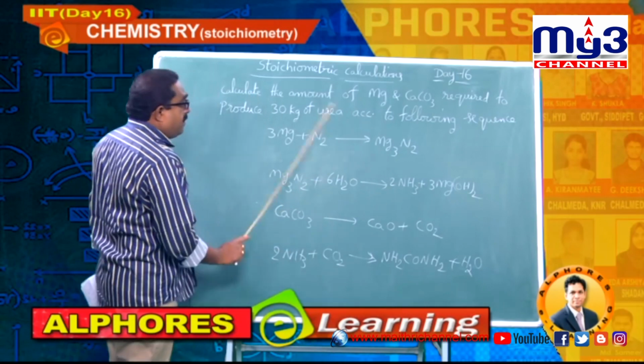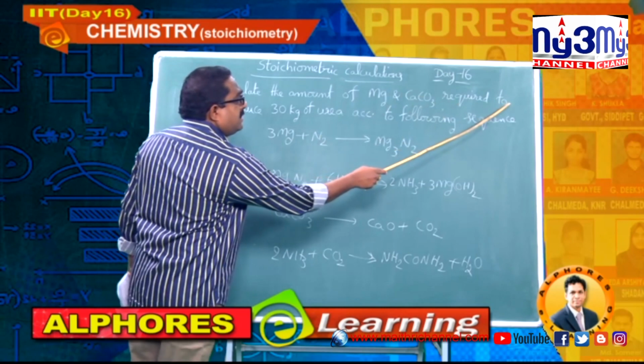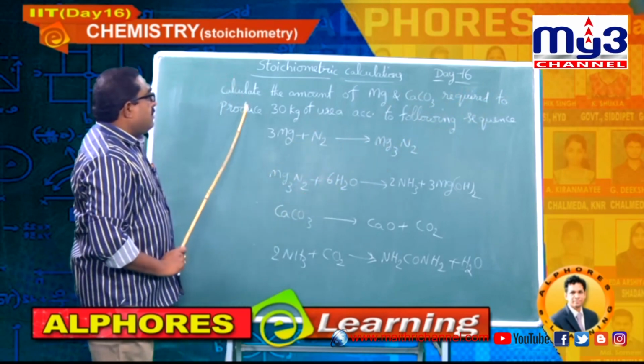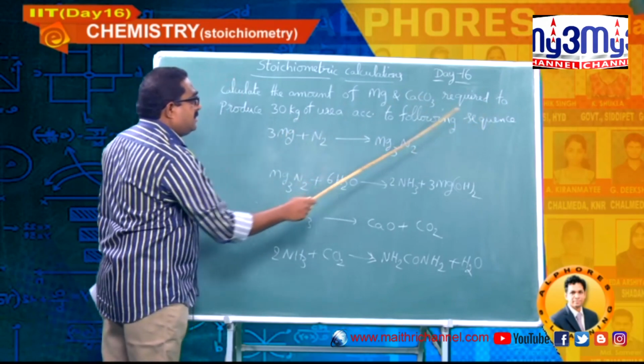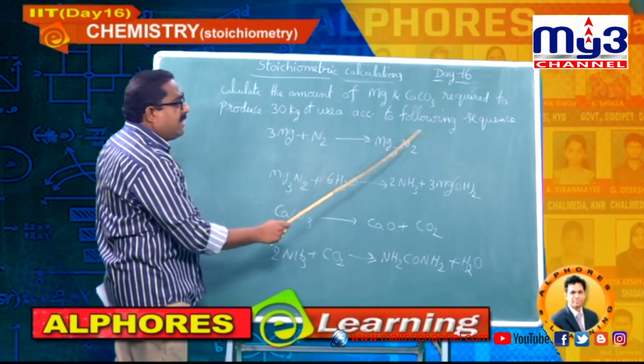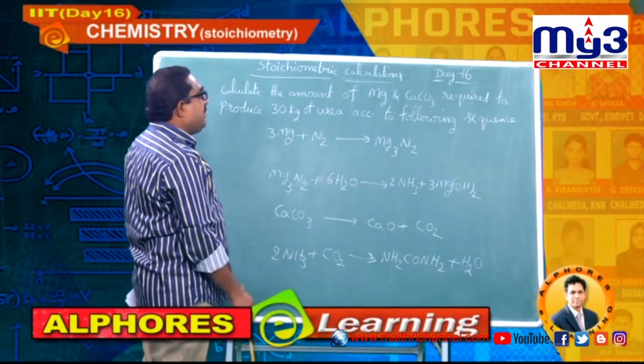Calculate the amount of magnesium and calcium carbonate required to produce 30 kg of urea according to the following sequence. He has given the sequential reactions.